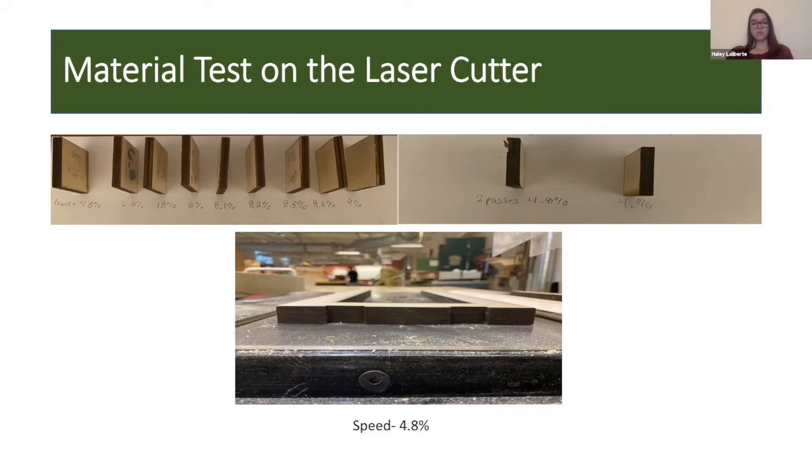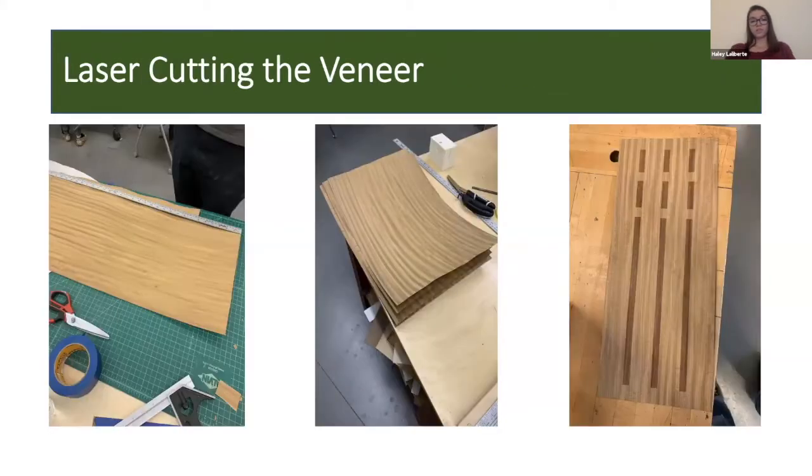Our concern with the MDF was the amount of formaldehyde in it. If the level of formaldehyde was too high, it would be toxic to use in the laser cutter. We looked around and found that MDF sold at Home Depot had a low enough amount of formaldehyde, making it safe to use in the laser cutter. After doing some different speed tests, we found that 4.8% speed met our requirements, as you can see in the bottom picture. We also used the laser cutter to cut out the veneer.